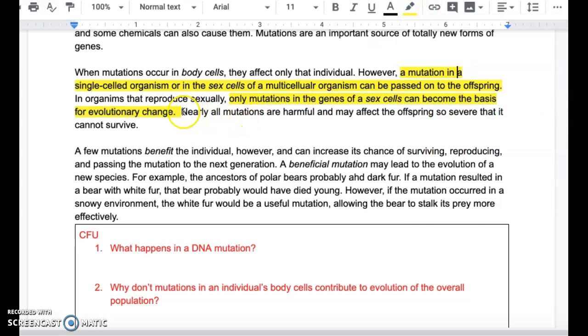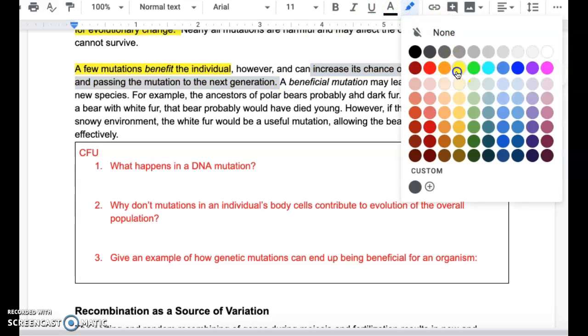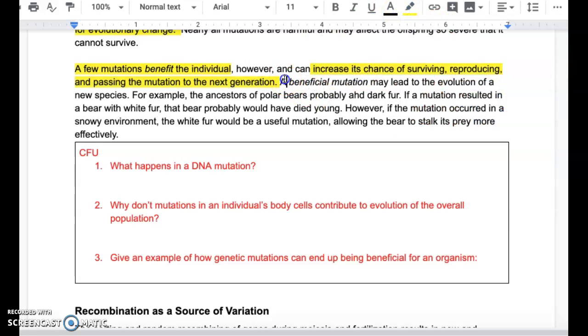Nearly all mutations are harmful and may affect offspring so severely that it cannot survive. A few mutations benefit the individual, however, I'm going to highlight that, and can increase its chance of surviving, reproducing, and passing on that mutation to the following generation. A beneficial mutation may lead to the evolution of a new species. Highlight that.